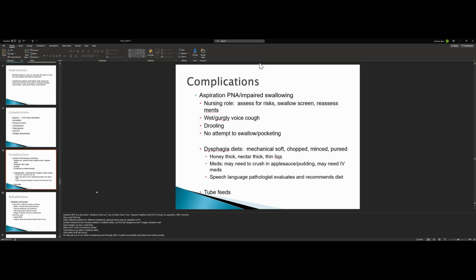When I first started nursing, we did not have a lot of options as far as diets were concerned. But now we have all kinds: mechanical soft, chop, mince, pureed, honey thick, nectar thick. So they have options. And a lot of times they're going to have a decreased appetite anyway, so they may need tube feeding to supplement as well.